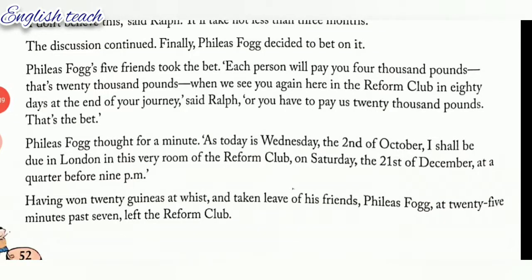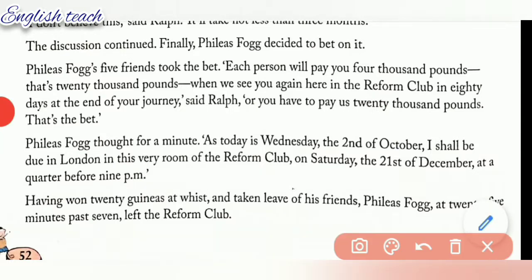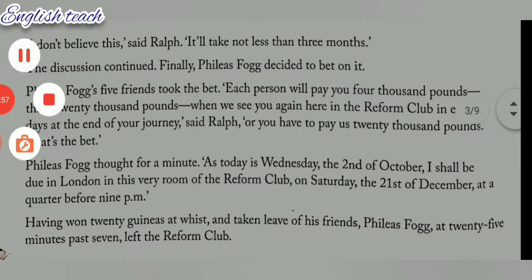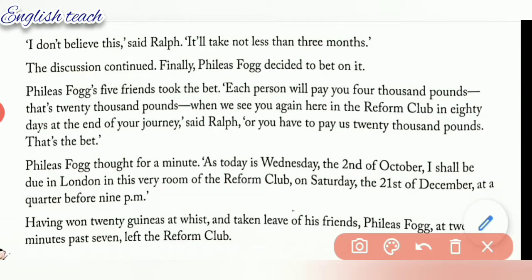The next thing is, "I don't believe this," said Ralph. Ralph says that he doesn't believe this could be successful. It will take not less than 3 months. The discussion continued. Finally, Phileas Fogg decided to bet on it. "Yes, I will go around the world within 80 days," he says.